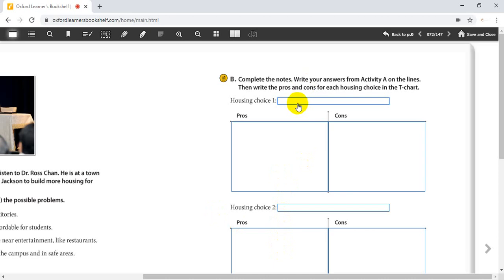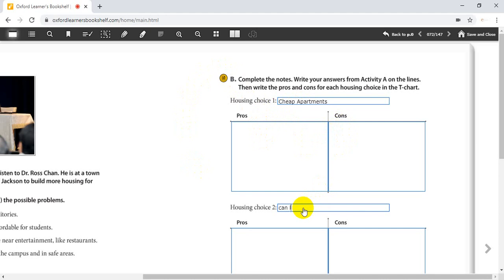So let's say number one was cheap apartments. Similarly, you will write option number two, looking back at activity A, and you're going to write the third option given by Dr. Chan. Then you're going to write the positive, good things of cheap apartments and the negative, bad things of the cheap apartment. I'm going to give you almost 5 to 7 minutes, and I want you to write down what you think are the good things of cheap apartments and what you think are the bad things of cheap apartments.